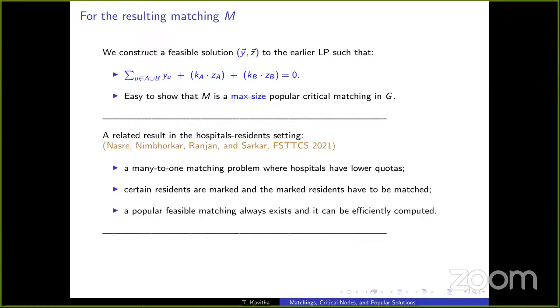So a closely related problem has been studied in another paper in this FSTTCS. In fact, that's the next presentation. Thank you.